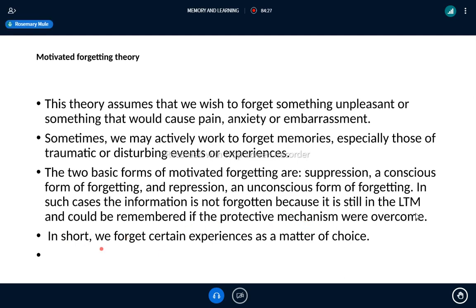So in short, what we are saying about motivated forgetting theory is that we forget certain experiences as a matter of choice. We choose to forget because their remembrance brings us unpleasant moments.